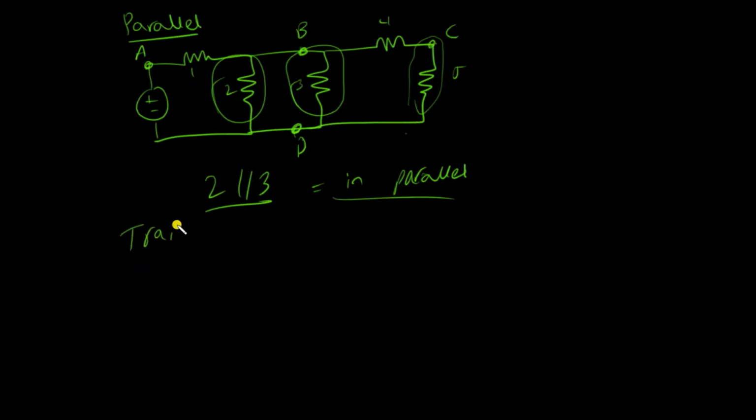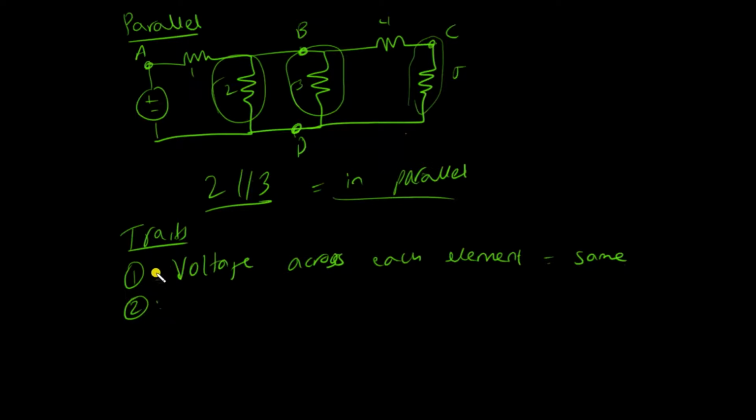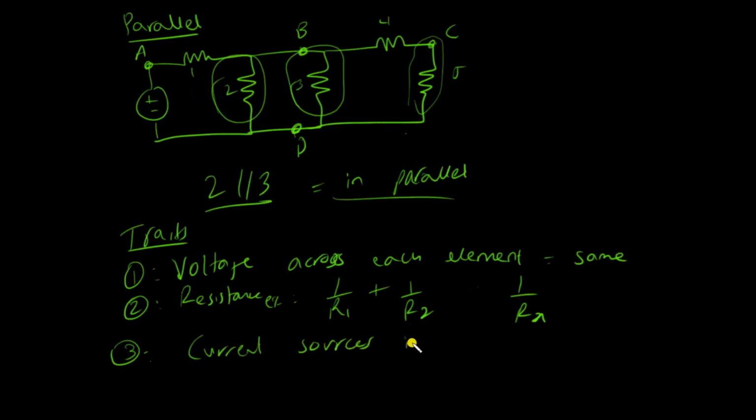Now there are some traits of a parallel configuration. The first one is the voltage across each element is the same. The second important thing to note is that the resistances don't add up. They are combined in this manner. Now I'll show in the next example why. The third point is the current sources in parallel add up. Now let's see why.